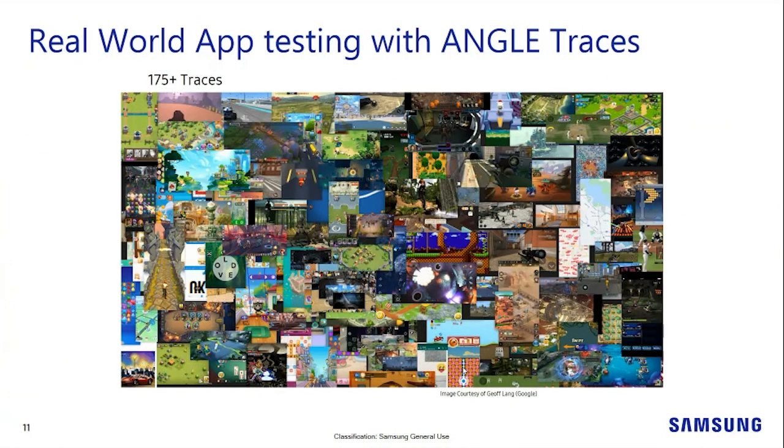But with the Angle team, they have, and this is an old number, at least 175 traces running in Conformance and making sure that the stack is fully loaded. So it's not just a science fair project, but it's actually running the majority of the apps in the App Store. So this is good news. This is not just CTS conformant. This is real life app and game conformant.